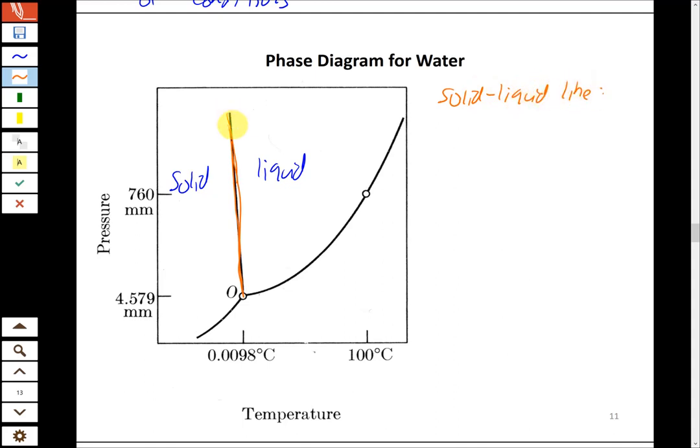And by following this line, we can predict what the melting point would be under any different set of conditions. So here at 760, which is 1 atmosphere, if you follow that down, it'd be exactly 0 degrees Celsius. So that allows us to predict the melting point at different pressures.